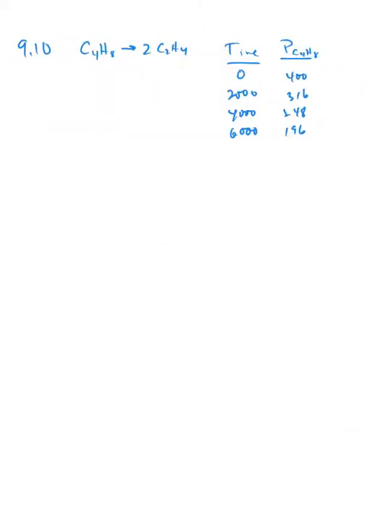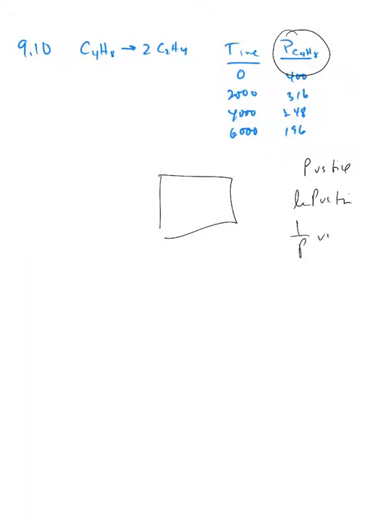9.10 presents to you a gas phase reaction where the partial pressure of the reactant is kind of a proxy for concentration. So you would do the same thing here. You would plot pressure versus time, or natural log of the pressure versus time, or 1 over the pressure versus time, in order to get a linear plot.